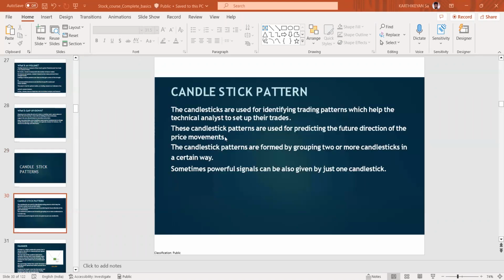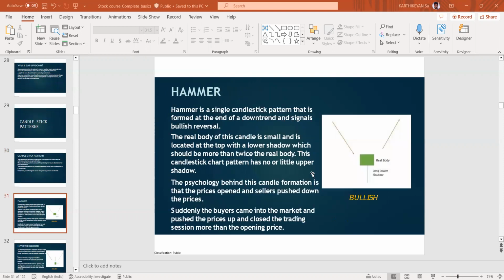So this is the definition. Candlesticks are used to identify trending patterns. This is the main part of technical analysis, and it's mainly used to find reversal signals. Sometimes a powerful signal can be given by just one candle. So first we'll discuss the hammer candle.